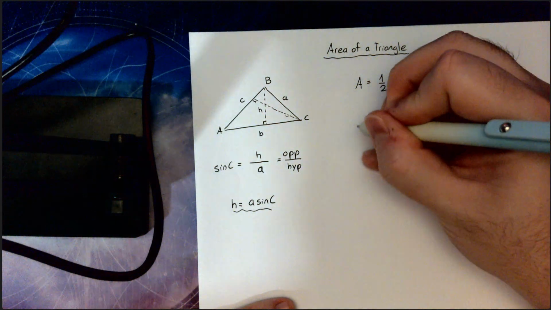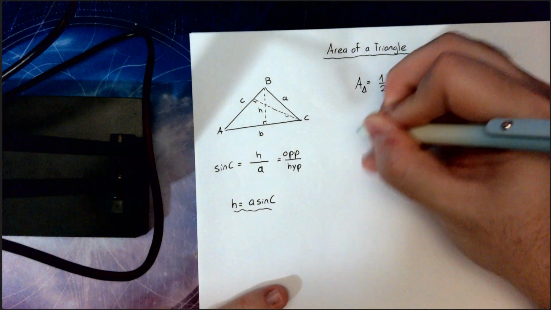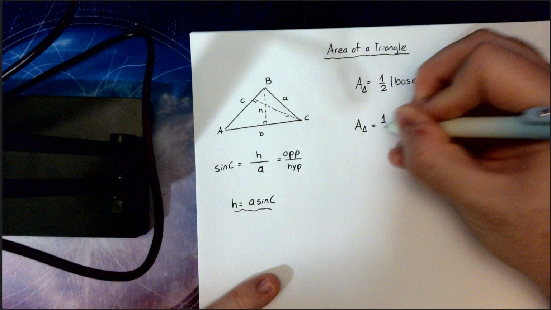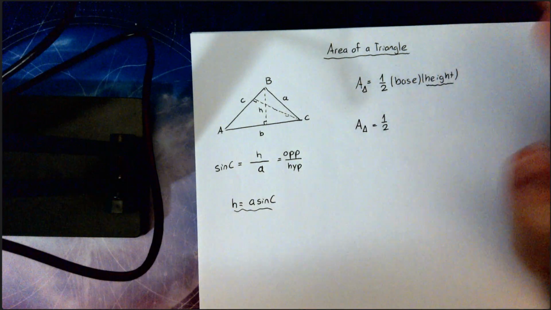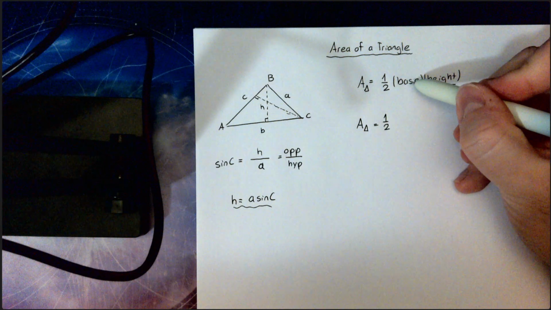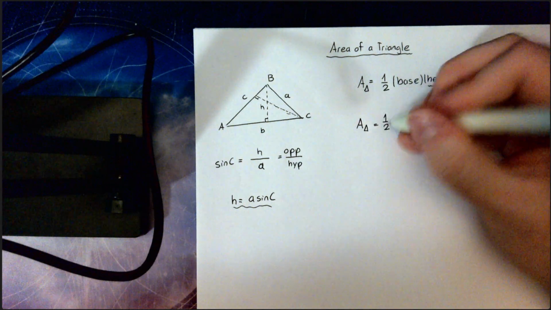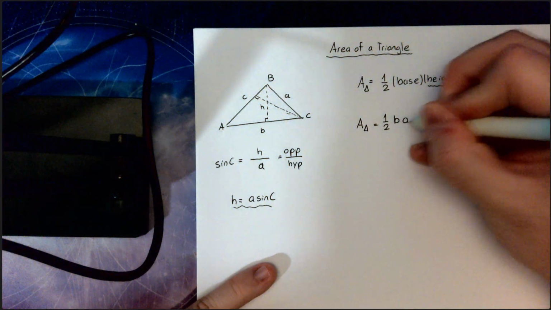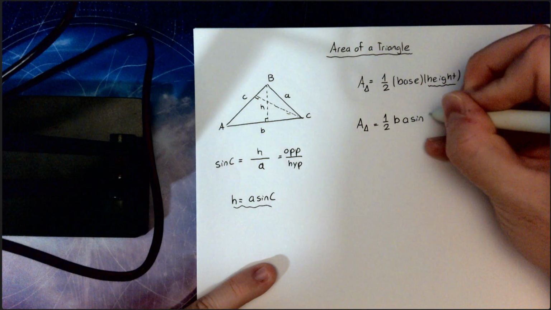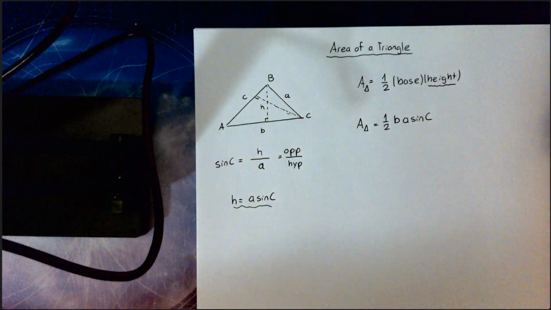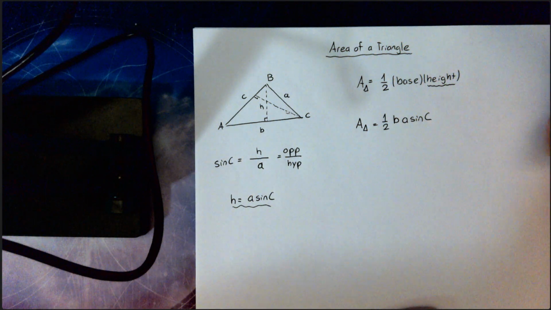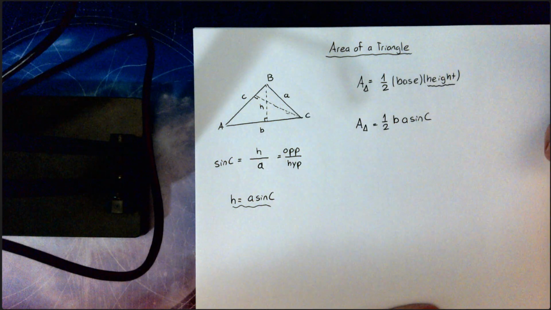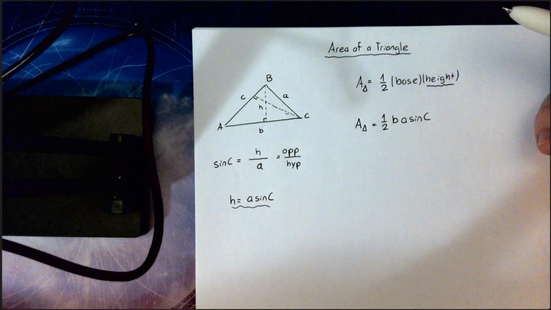So the area of my triangle will be equal to 1 over 2 times, now we're going to plug everything in, not just the height, but the base, and the base in this scenario is going to be side length b multiplied by side length a and the sine of angle C. So we can see, similar to the cosine law, if I have the two sides and its contained angle, I can find the area of the triangle the same way when I'm using my cosine law.